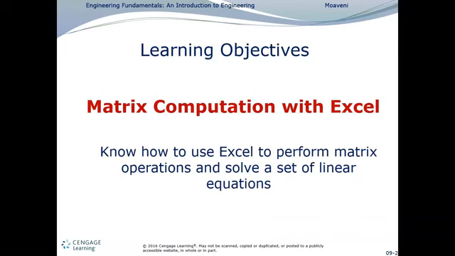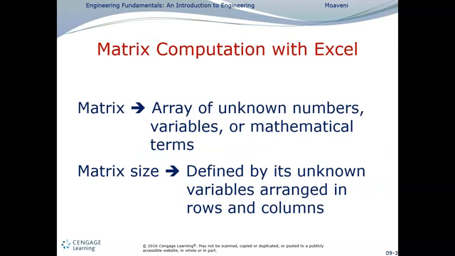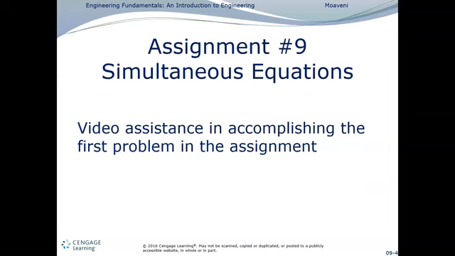The learning objective of this video is for you to know how to use Excel to perform matrix operations and solve a set of linear equations. And let's see what we've got as far as definitions. Matrix: it's an array of unknown numbers, variables, or mathematical terms, and then a matrix size is defined by its unknown variables arranged in rows and columns. Sometimes it's also called an array. And then we're going to look at assignment number 9, simultaneous equations.